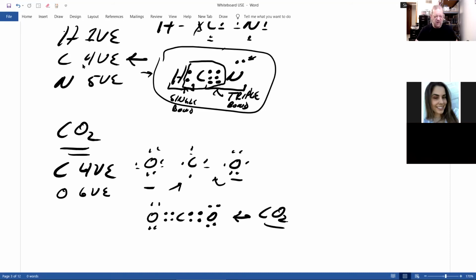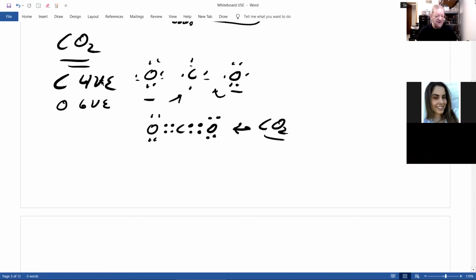What type of covalent chemical bond is between the carbon and each oxygen? It's a double bond. And therefore, each oxygen has a double bond to carbon. The carbon has 2 double bonds, 1 to each oxygen. So there are 2 double bonds in that molecule.